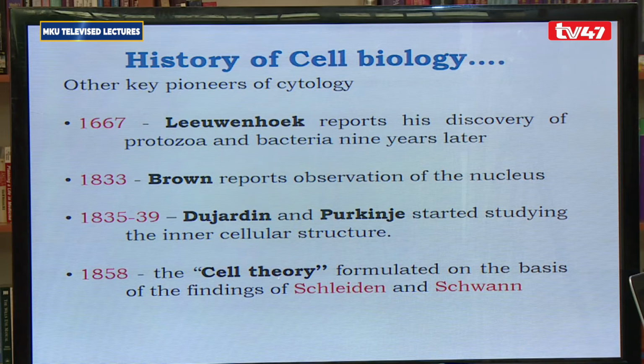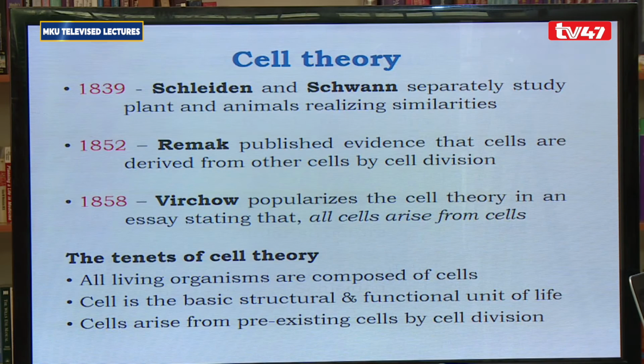Then in 1858, what we know as the cell theory began to be formulated. This is a theory that explains about cells, so we are going to look at what it actually means. Its contribution was done by two scientists known as Schleiden and Schwann, who were working on different cells, and they did not formulate the cell theory, but they gave the idea about it.